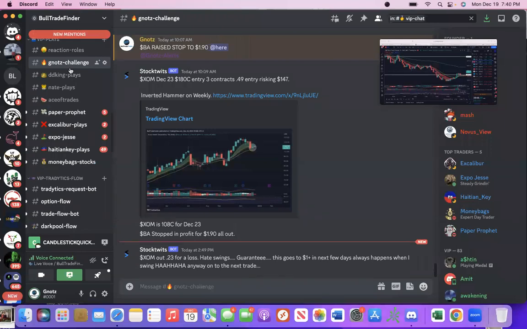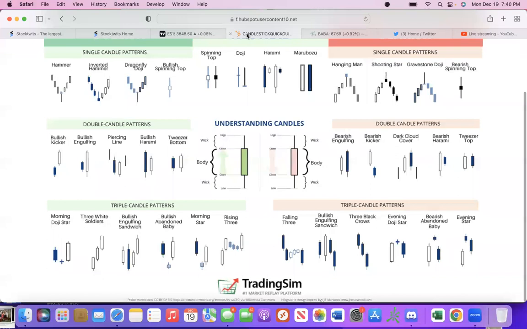But the ones that I usually talk about are, again, I'm going to post this in the chat too, so you guys can see the spinning tops, the hammers, basically this whole entire list right here. Same thing up here. These two right here, the bullish harami, the tweezer bottom, and then the morning doji star and the morning star, and the evening doji star and the evening star.